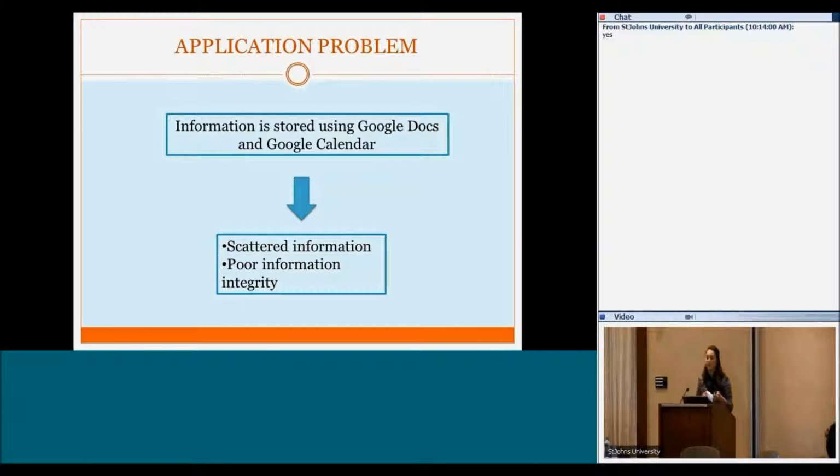So this information is clearly scattered, and there's poor information integrity. Poor information integrity meaning that anyone who's familiar with Google Docs knows that you can invite other people to help you edit that doc, and that means the documents could be prone to unauthorized edits.